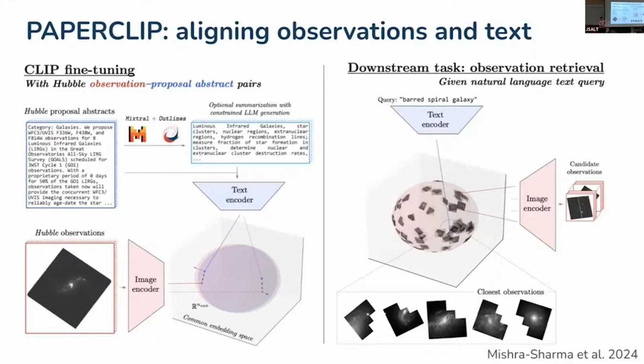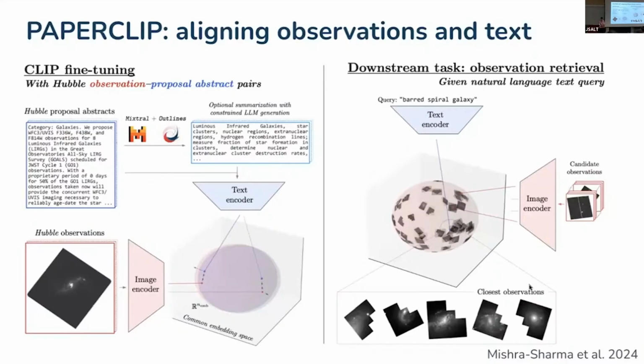And then you want to now align those two things. So now this is real text and actual images directly from Hubble, and you put them into an embedding space again. One interesting thing, I think this is more of a proof of concept, is that you can now retrieve observations, basically a way to search by observations via natural text.